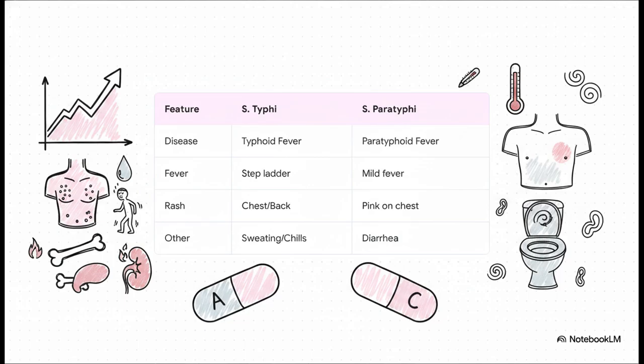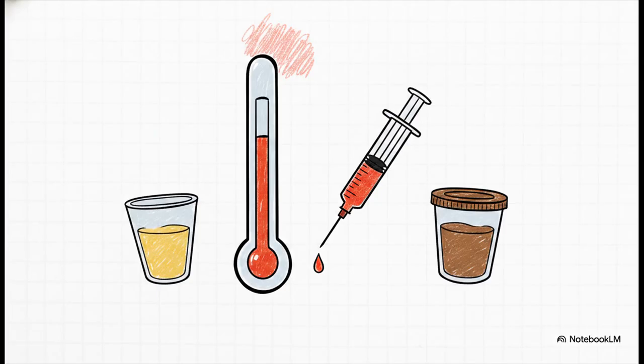Now on the right, paratyphi presents a bit milder: a 1 to 10-day incubation period, a milder fever, diarrhea, and a pink rash that's usually specific to the chest. For both of these, anticipate doctor's orders for ampicillin or chloramphenicol to knock down the severity. But remember, timing is literally everything in the ER.